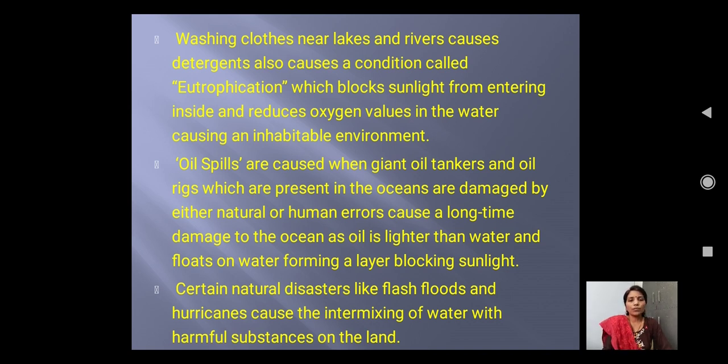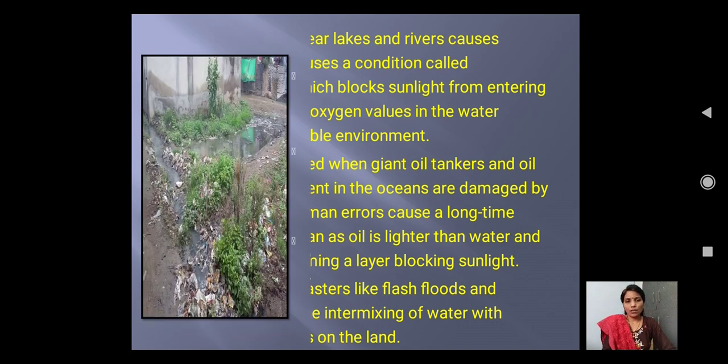in the water. Oil spill is one of the important reasons for damage to the ocean. As oil is lighter than water, it floats on water forming a layer and blocking sunlight from reaching the water bodies, as well as some natural disasters like flash floods and hurricanes. These are the main reasons which cause the intermixing of water with harmful substances.